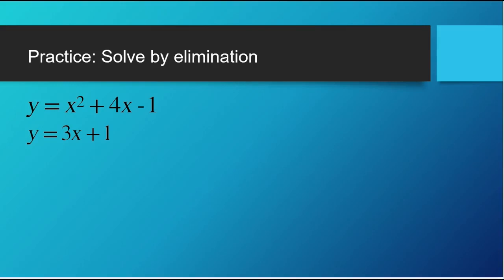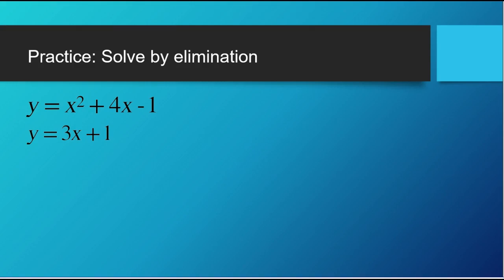Okay, so this is the second method that we can use to solve linear quadratic systems of equations. And we did this when we solved linear to linear, so it's the same idea that we want to be able to add the equations together and eliminate a variable. But in this case, we only want to try to eliminate y.